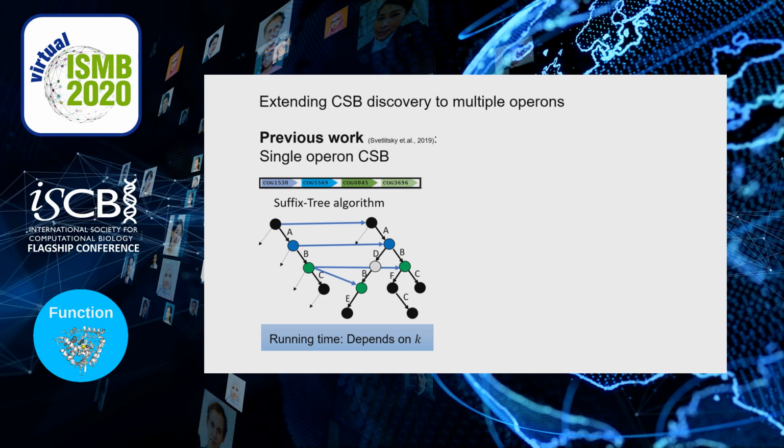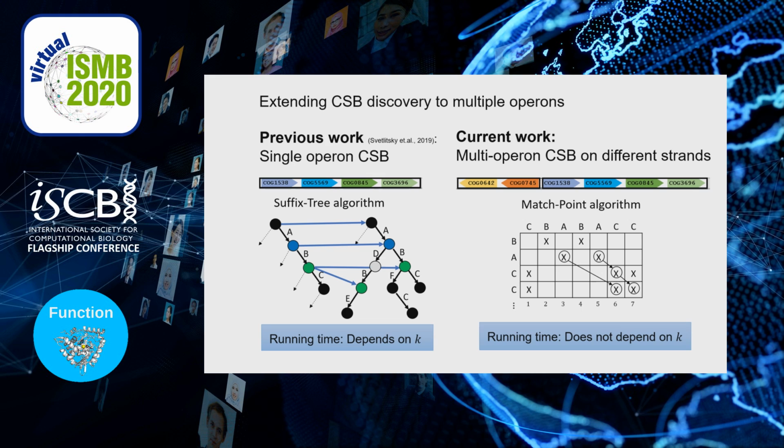However, it was optimized for the discovery of CSBs that are confined to a single DNA strand. Single-strand CSBs usually represent a single operon or a suboperon. In that work, we applied the suffix tree-based algorithm to solve the problem. In the current work, we extend the problem to handle multi-strand CSBs that can span one or more consecutive operons. These CSBs are usually longer and could have a larger number of gene insertions. To accommodate for this, we design an algorithm with a time complexity that does not depend on the parameter K, and indeed is faster in practice for larger values of K.